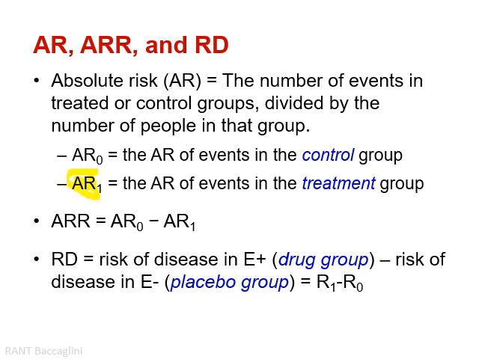Here, in the absolute risk reduction, we have the unexposed minus the exposed. In the risk difference, we simply have the exposed minus the unexposed. In the case of a drug, the exposed would be the group that received the drug, and the unexposed would be the group that received the placebo.